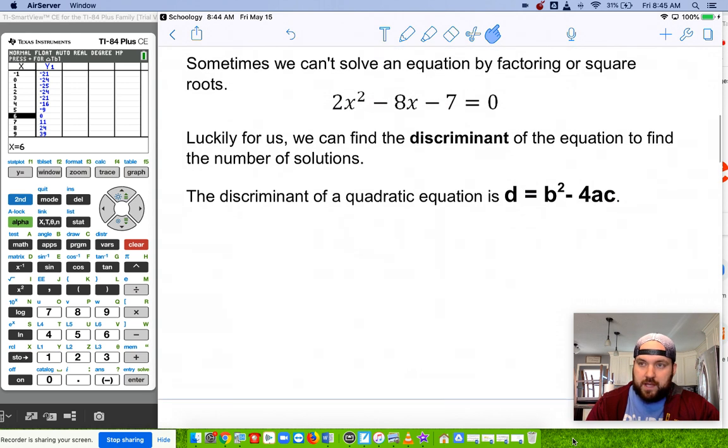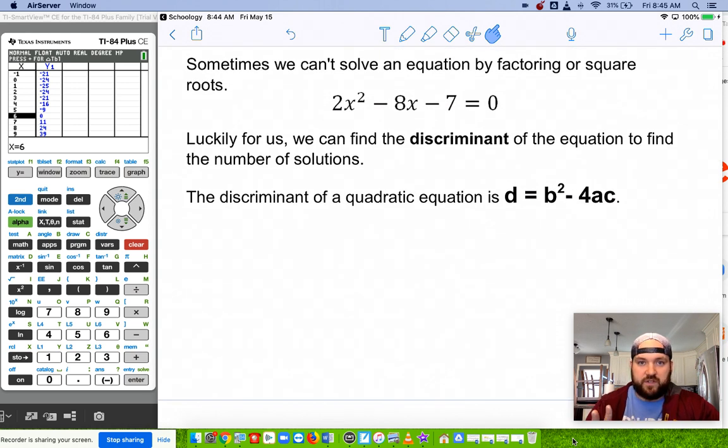When we solve by square roots and when we solve by factoring, there were almost always two solutions. But there are equations that exist where there are no solutions at all. And so one thing that can help us to determine if there are solutions and, if so, how many of them there are, is by finding what's called the discriminant.